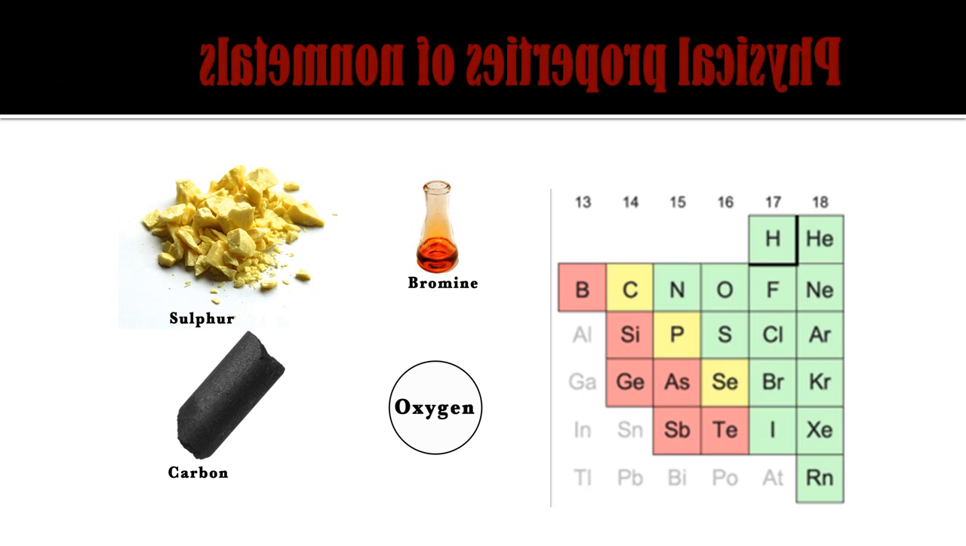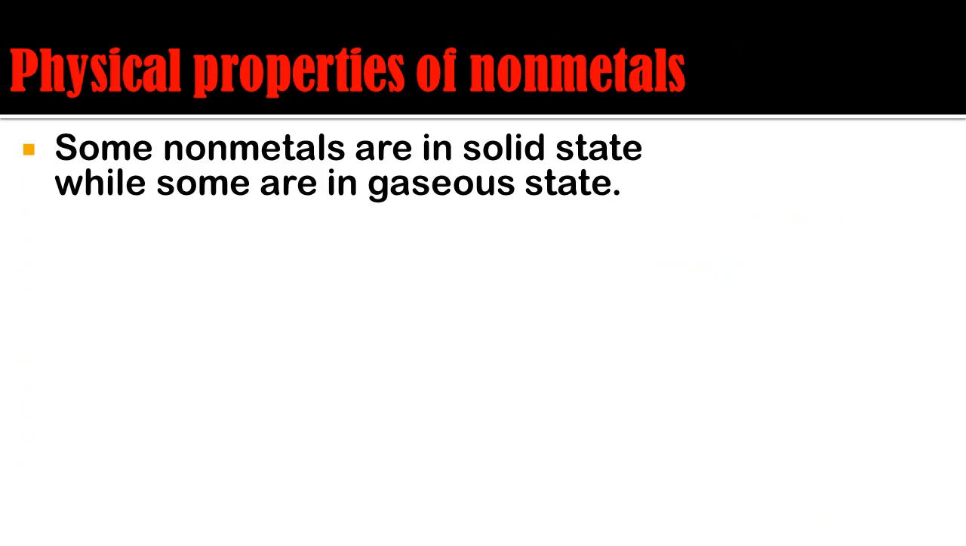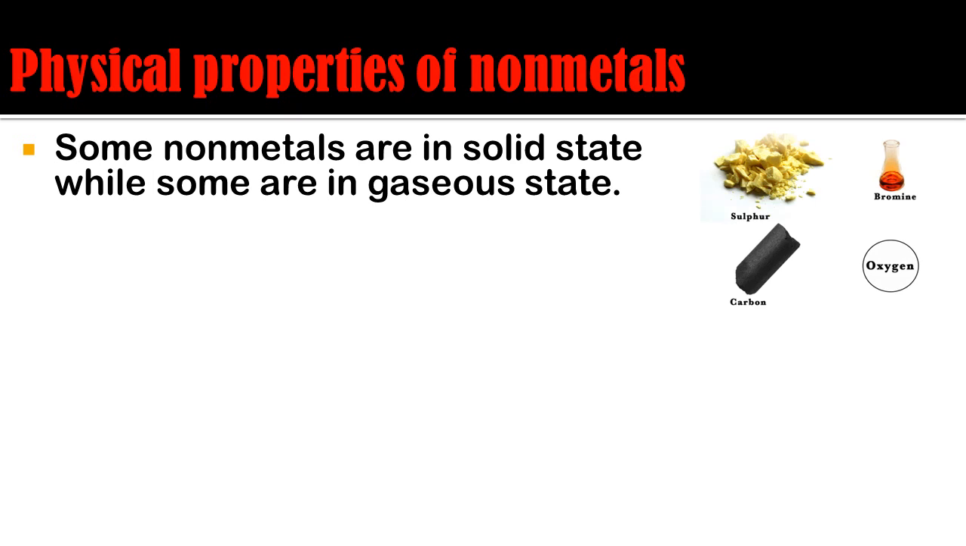Now let us study the physical properties of non-metals. Non-metals mainly consist of solids and gases. When properties of non-metals are considered, it is found that some non-metals are in solid state while some are in gaseous state. An exception is bromine. Here you can observe sulfur and carbon exist in the solid state and oxygen in the gaseous state, but bromine is an exception in non-metals, as it is present in liquid form.